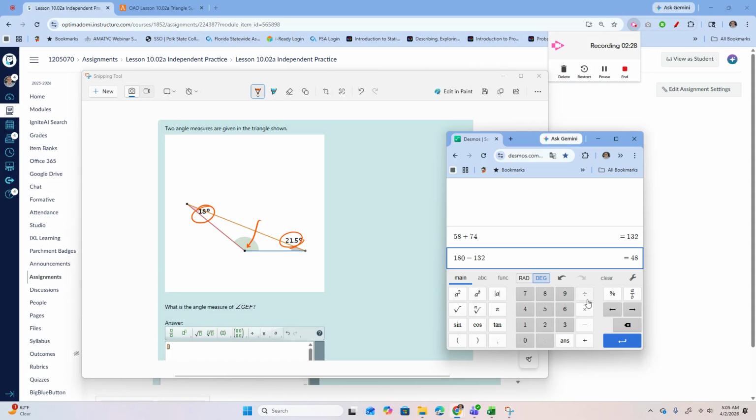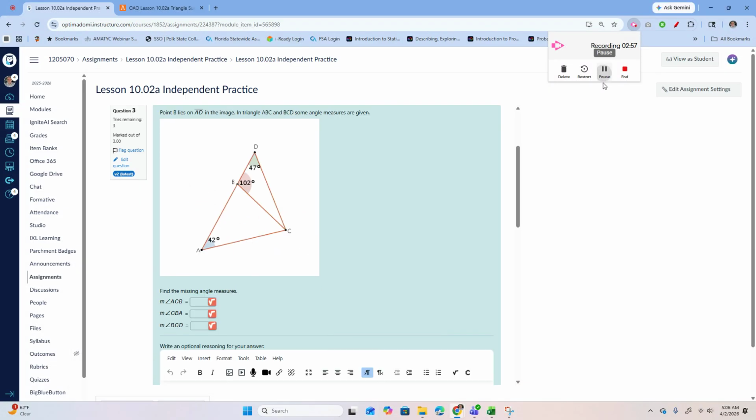Again, just use the calculator. First, add the two angles that you have. So 18 plus 21.5. You can see I got 39.5. And based on the triangle sum theorem, all these three angles together add up to 180. So I'm going to subtract 180 minus the answer that I got up here. So you can see it's going to be 140.5.